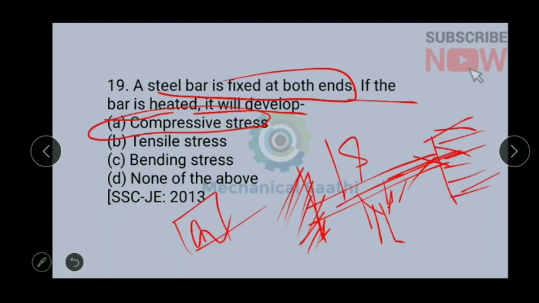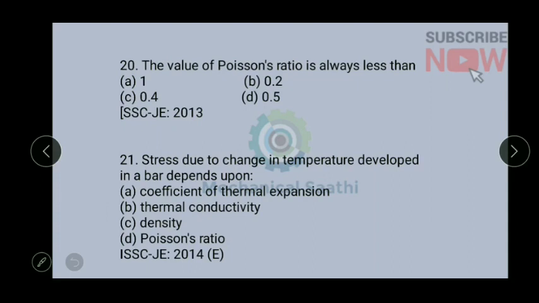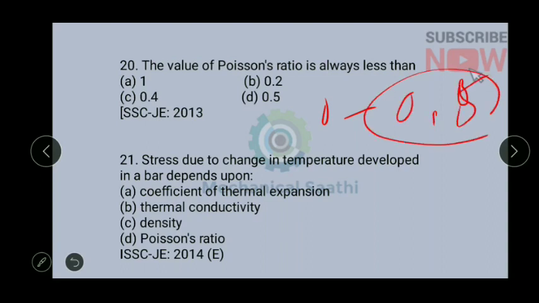Moving towards the next question, let us check it. Here we can see option A will be the correct one. Then moving towards question number 20, the value of Poisson's ratio is always less than what? I have already discussed that the minimum value may be 0 and the maximum value is 0.5, in the case of rubber. So it will always be less than 0.5, and that will be the answer. So option D will be the correct answer over here.